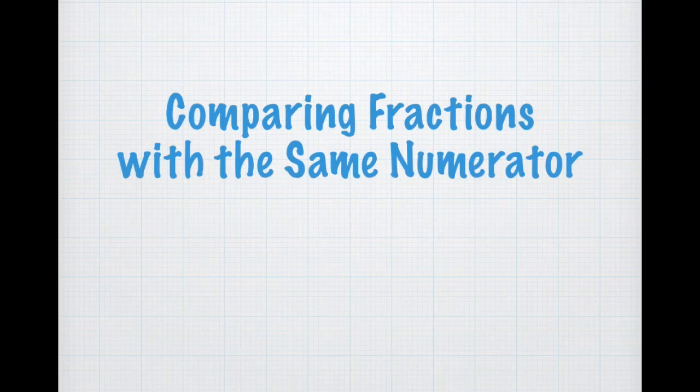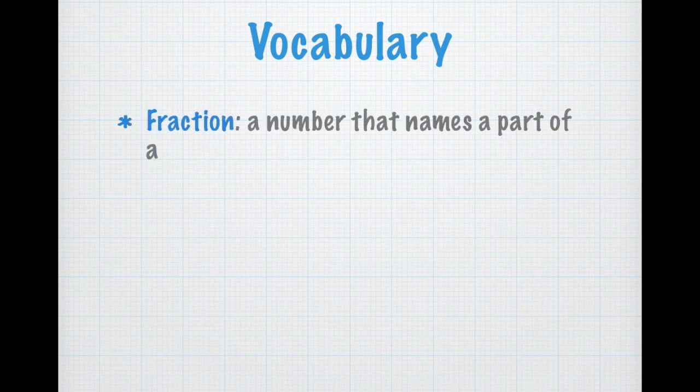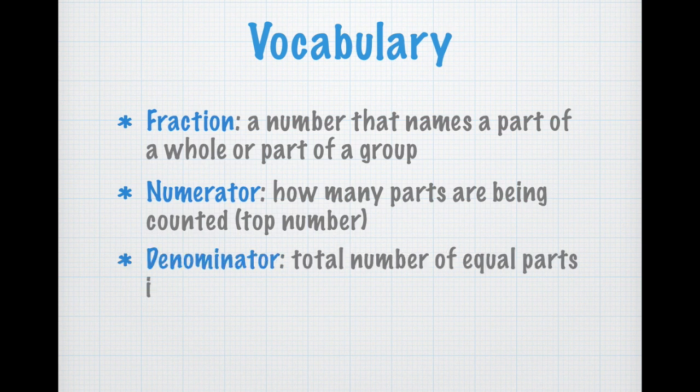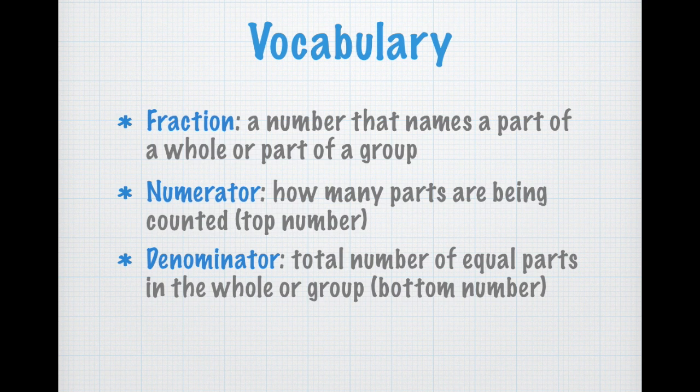Today we're going to practice comparing fractions that have the same numerator. Let's look at our vocabulary. Remember, a fraction is a number that names a part of a whole or part of a group. A numerator tells you how many parts are being counted, and that's your top number. And the denominator tells you the total number of equal parts in the whole or the group, and that will be your bottom number.